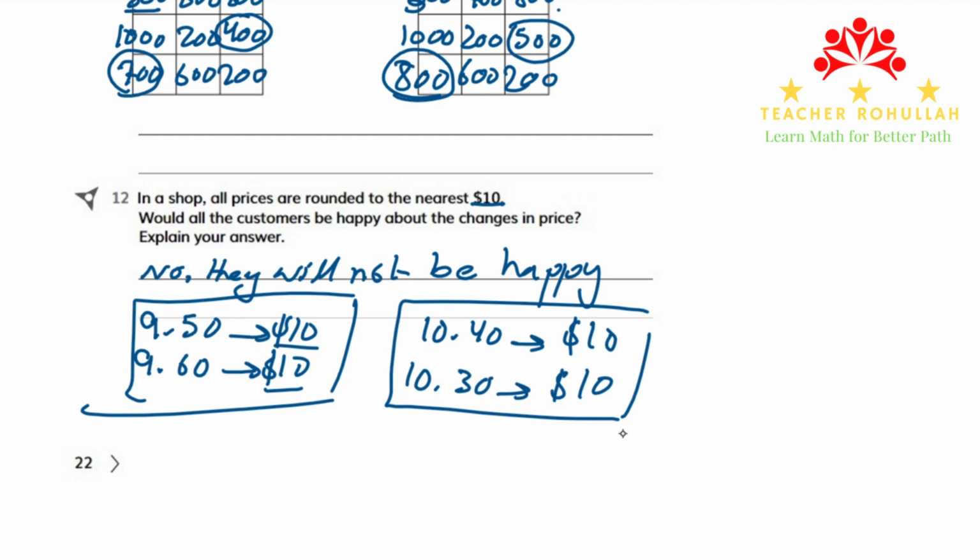This is all about exercise 1.3 of workbook 3 of Cambridge Primary Mathematics. I hope it helps you understand how you can estimate and how you can round numbers to the nearest 10 and also to the nearest 100.